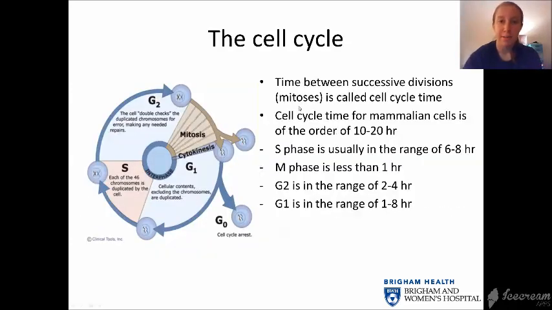And just to give you an idea of the timing, the cell cycle, which is the time between successive divisions or mitosis, is different in mammalian cells. It's on the order of 10 to 20 hours, and there's a little bit of a discrepancy for a reason. The S phase is usually in the range of 6 to 8 hours. The M phase is usually less than an hour, and the G2 phase is in the range of 2 to 4 hours. And then you have the G1 phase, which is the most variable phase. It can be in the range of 1 to 8 hours depending on the type of cell.